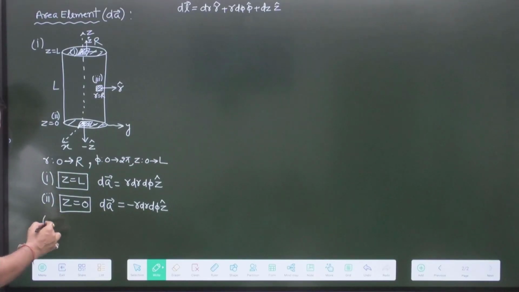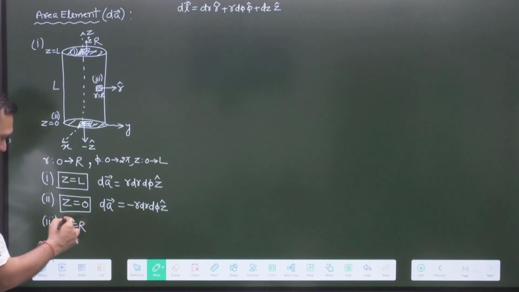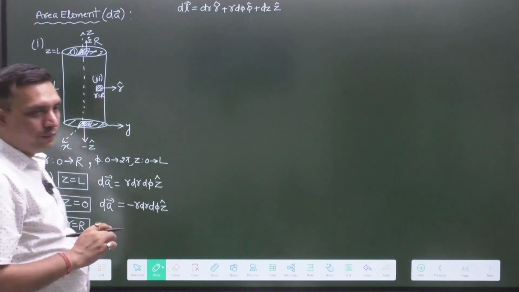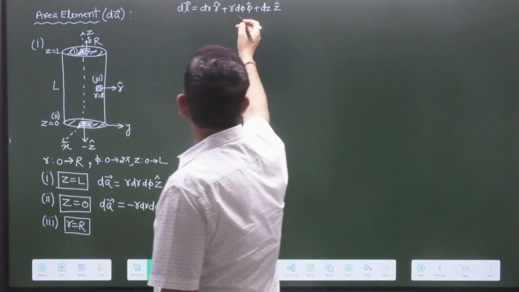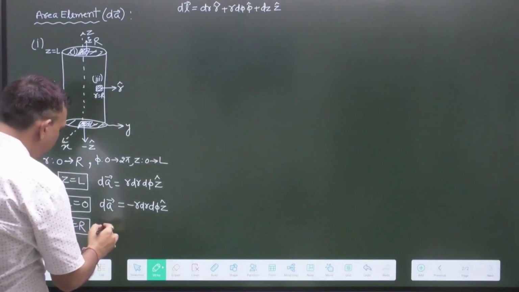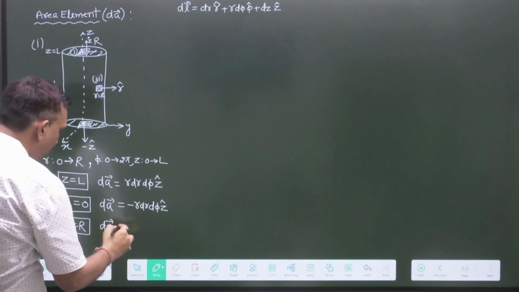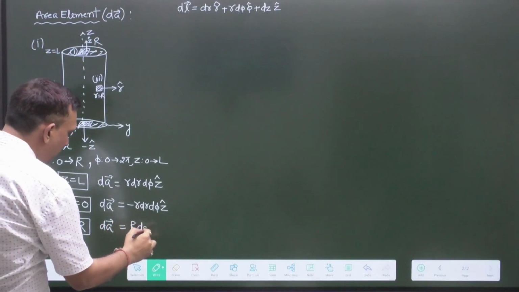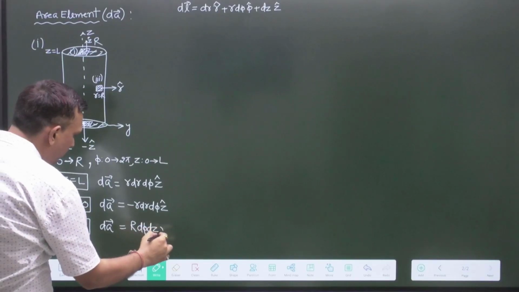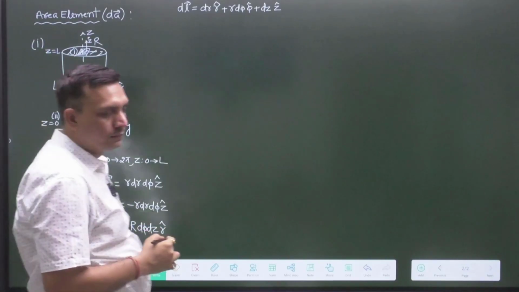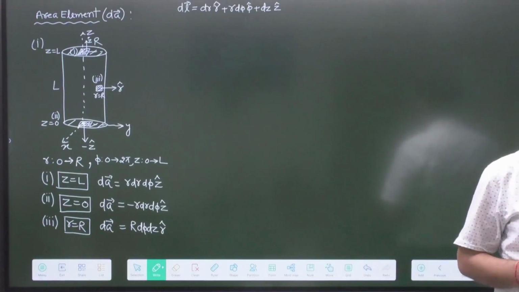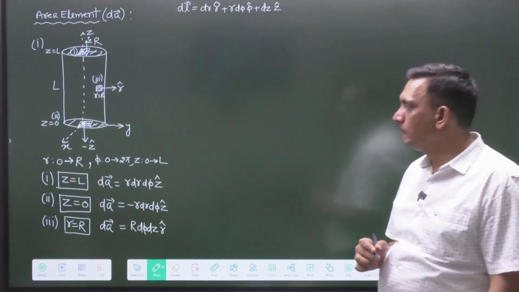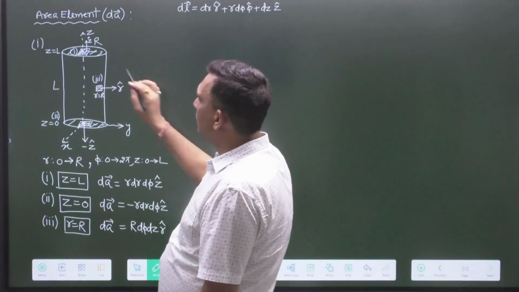And surface 3 is r is equal to R. You are on the surface of the cylinder. When you are on the surface of the cylinder, r is fixed. The variables are phi and z. So here dA is given by r d phi dz, and the direction is r cap. So this is the first case.